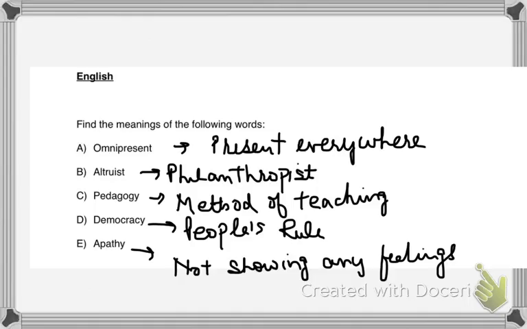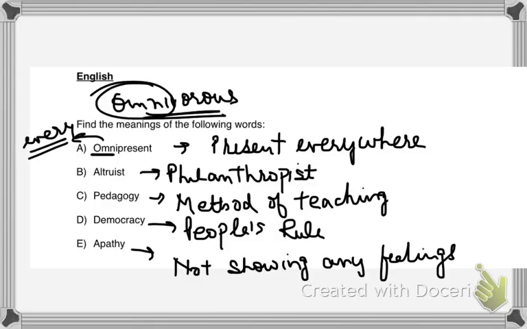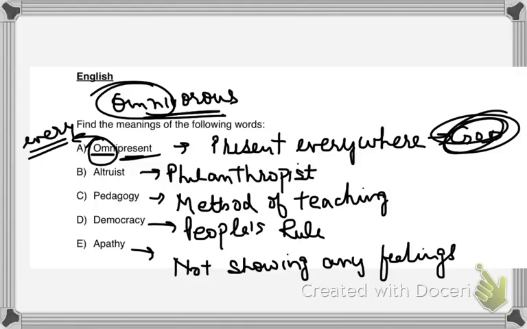Now the English section consisted of 5 words. The first is omnipresent, which means present everywhere. Just remember that omni means everywhere, everything, all kinds. For example, omnivorous means one who eats everything. So omni means every, everything, everywhere. Omnipresent means present everywhere, or you can relate it to God.